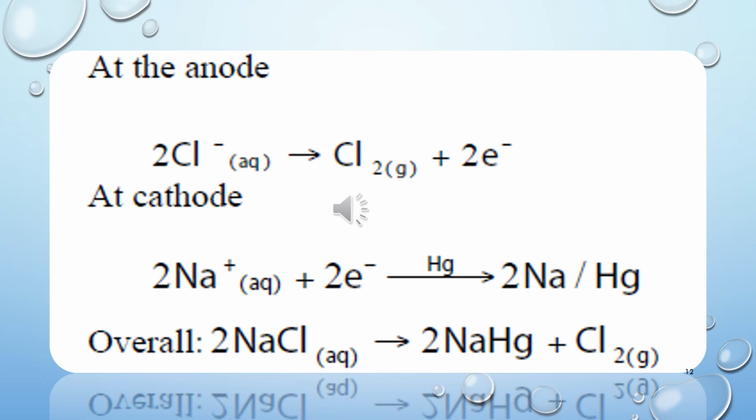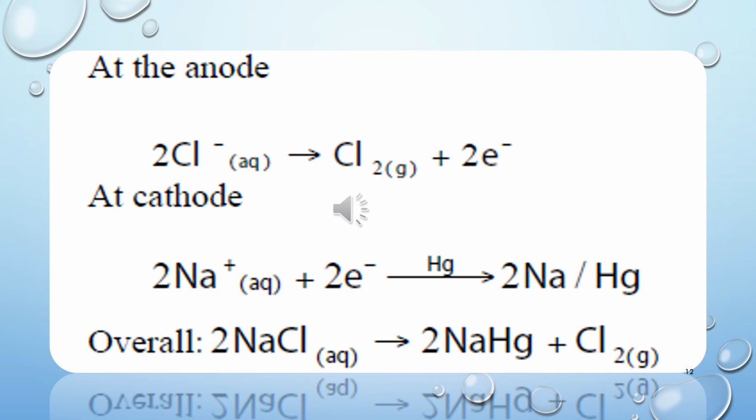At the cathode, as you know, sodium has a positive charge and the cathode has a negative charge, so the sodium ion will move toward the cathode, and at the cathode it will accept electrons, it will be reduced and converted into sodium mercury amalgam, because the sodium will be dissolved into the flowing mercury, which was acting as a cathode.